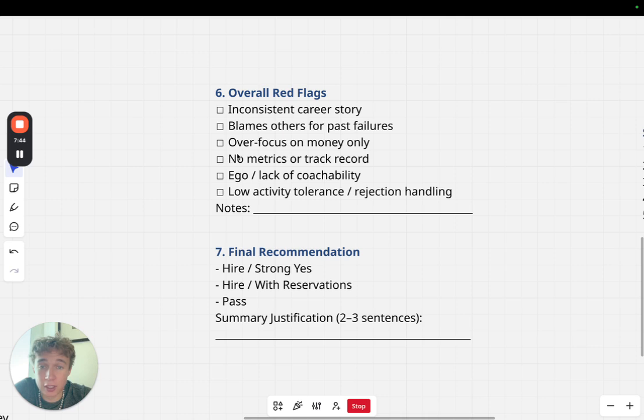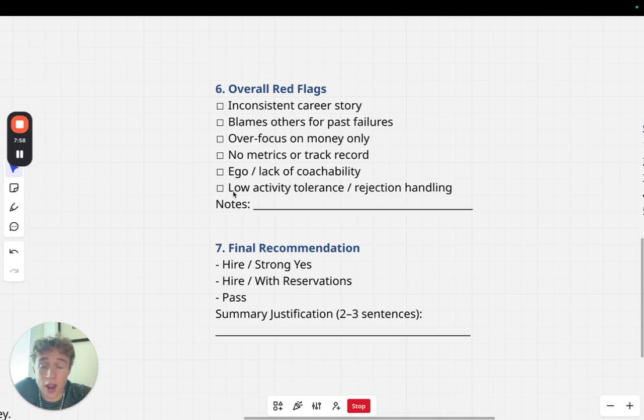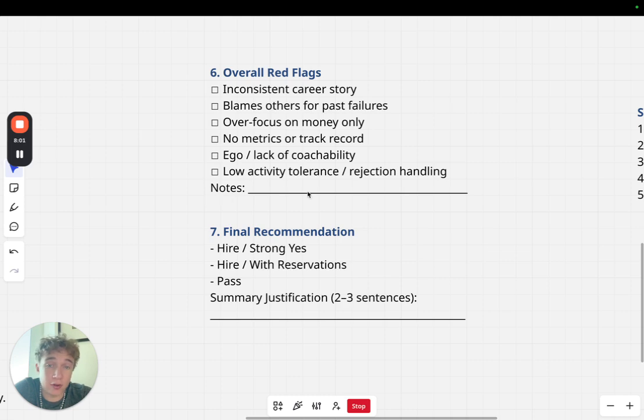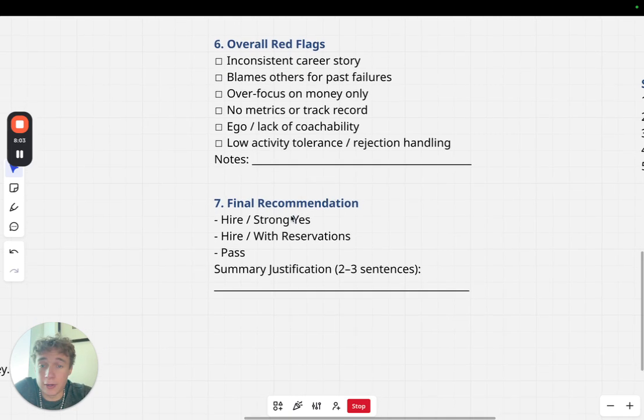Again, no metrics or track record, ego or lack of coachability. This is very straightforward. This is the easiest red flag ever. The moment you spot this and you know someone's not coachable, no bueno. Low activity tolerance, rejection handling. Again, they don't have any sort of work ethic, all that good stuff. Yeah, no go. And then any sort of notes.